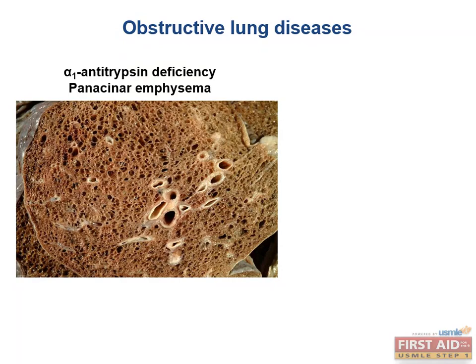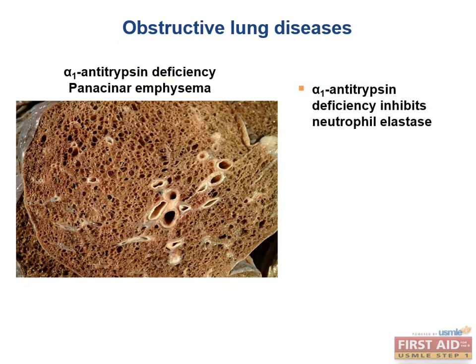Normally, what does alpha-1 antitrypsin do? Well, it inhibits neutrophil elastase from breaking down elastin. So no alpha-1 antitrypsin means more breakdown of elastin in the lungs, which leads to panacinar emphysema. Alpha-1 antitrypsin deficiency also causes liver cirrhosis, where the typical patient is younger and not a smoker.